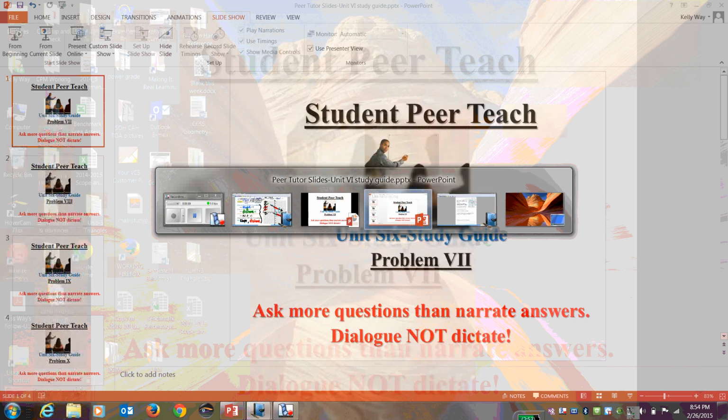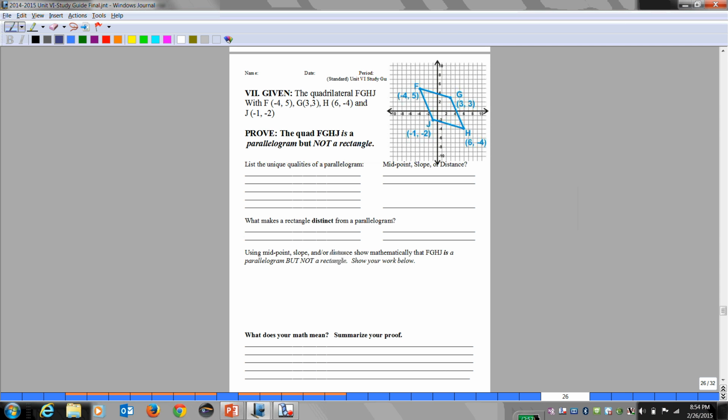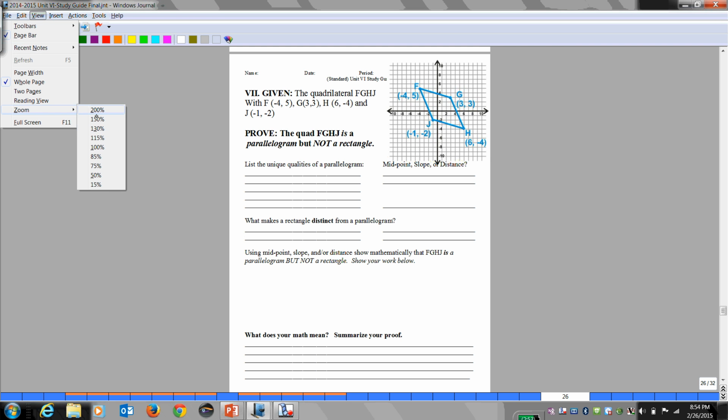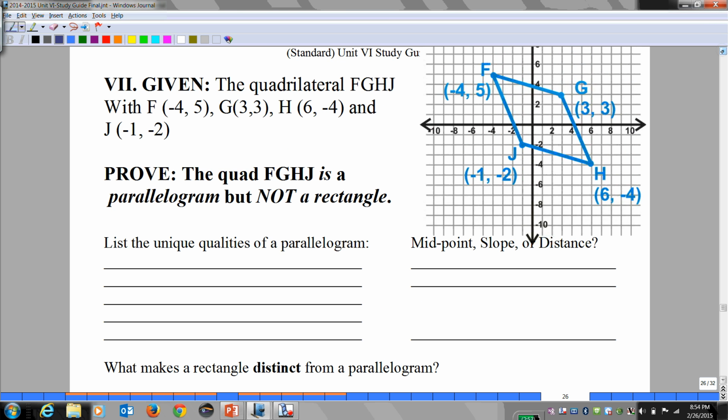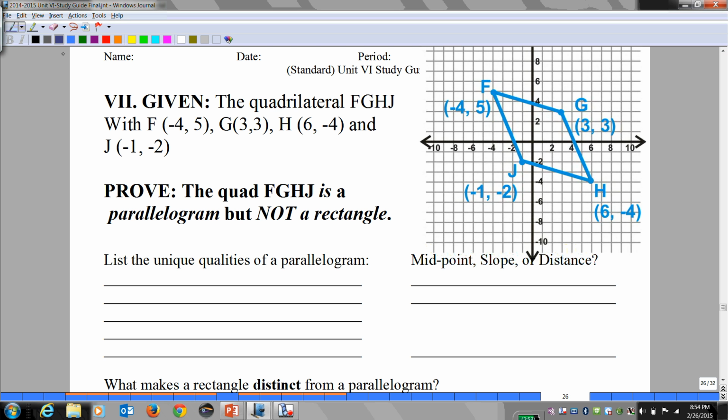So to this problem that you're actually teaching, it says right here, given FGHI is a quadrilateral, we're trying to prove that FGHI is a parallelogram, but not a rectangle. So there's actually 2 things going on here. So we have to do 2 things. One, we have to prove that yes, it is a parallelogram, but no, it's not a rectangle. The process I take you through, you have to bring your classmates through.